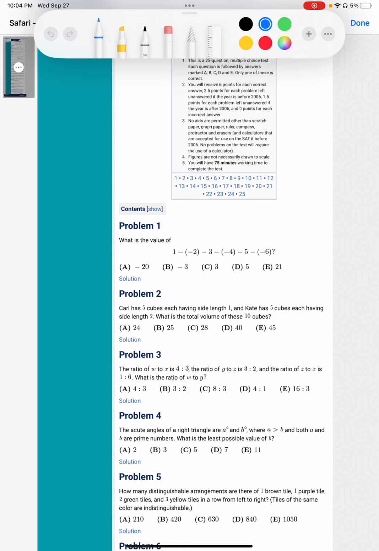First problem, basic arithmetic. 1 minus negative 2 is 3, 3 minus 3 is 0, 0 minus negative 4 is 4, 4 minus 5 is negative 1, negative 1 minus negative 6 is 5.